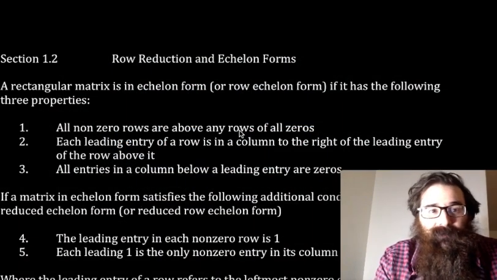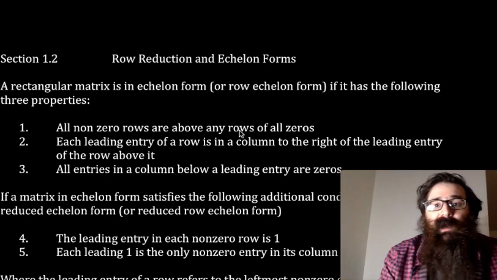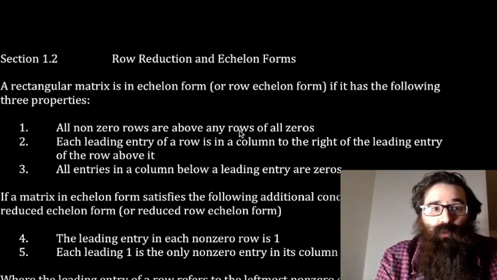Hey, welcome. Today we're going to take a look at section 1.2. We're going to talk about row reduction and echelon forms. So this is where we're starting to talk about what it is we're looking for out of our row reduction.